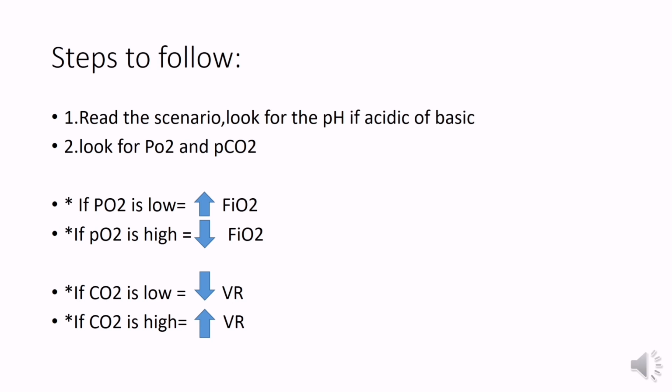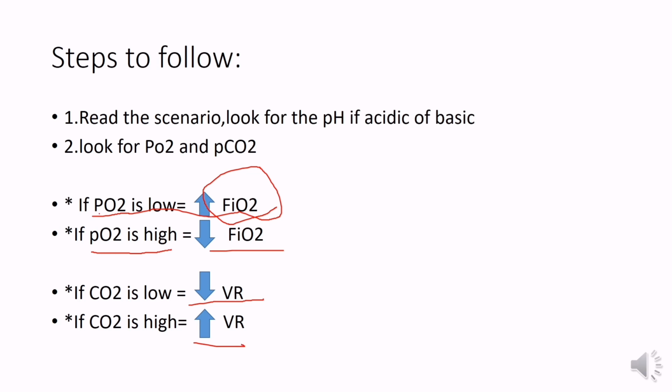So if in the scenario the oxygen is very low, you gotta increase the oxygen. So what you do is you have to increase the fractional inspired oxygen, FiO2. If the oxygen is very high, you have to decrease the FiO2. All right, and now we have the carbon dioxide. If the carbon dioxide is low, you decrease the ventilatory rate. In the ABG given, if the carbon dioxide is high, you increase the ventilatory rate.